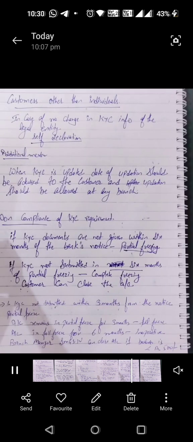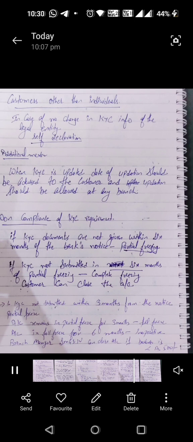And for the customer other than individual, the same thing, only self declaration from the customer side is more than enough. Whenever KYC is updated, bank has to send a message or advice to the customer that your KYC has been updated on so and so date. This is as per the RBI.